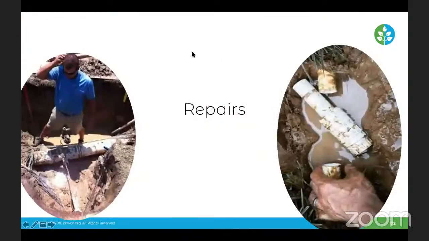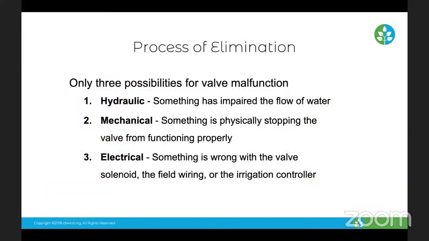So now we're going to get a little bit into the nitty-gritty of the repairs for an irrigation valve. When we're thinking about an irrigation valve, we want to do the process of elimination. It gives us an idea of where to start looking if my valve is not working. It's either hydraulic, so something has impaired the flow of the water, something is stopping the water from flowing.